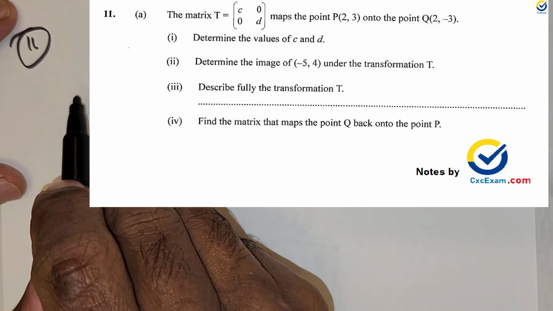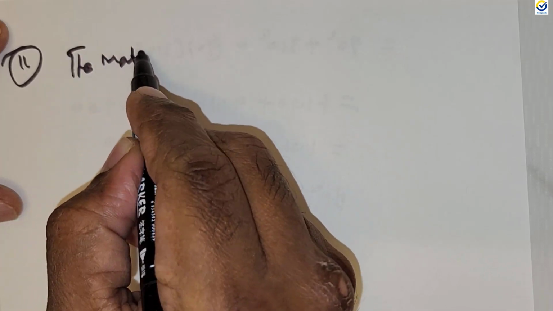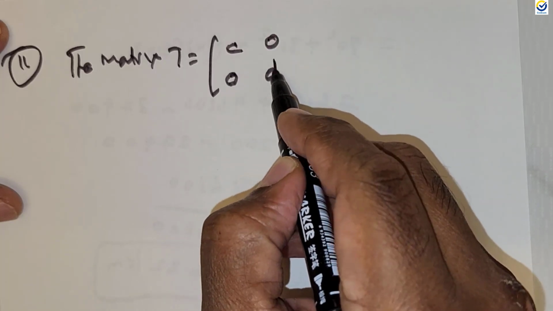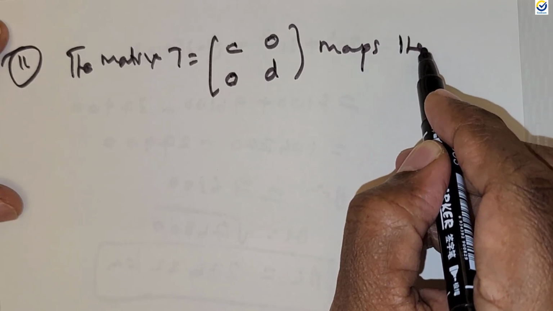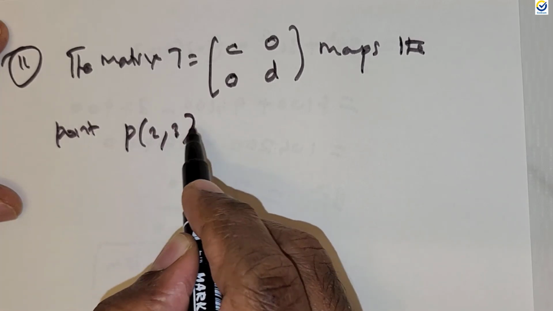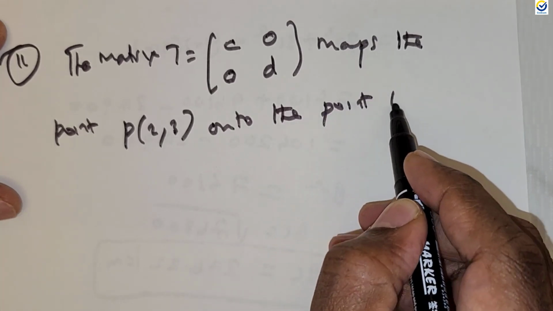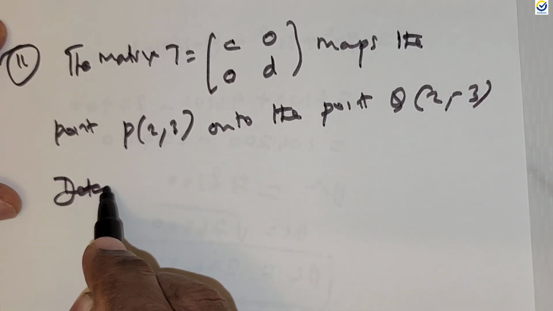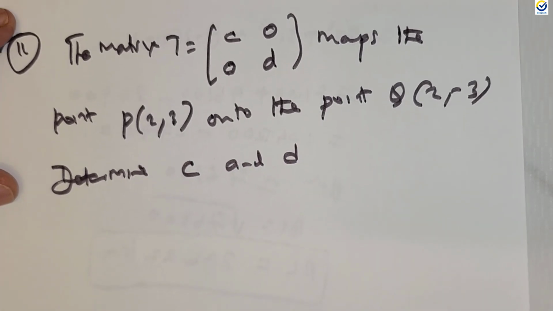Students, this is question number 11. We have been given the matrix T is equal to [C 0; 0 D], which maps the point P(2, 3) onto the point Q(2, -3). Now we are asked to determine C and D.